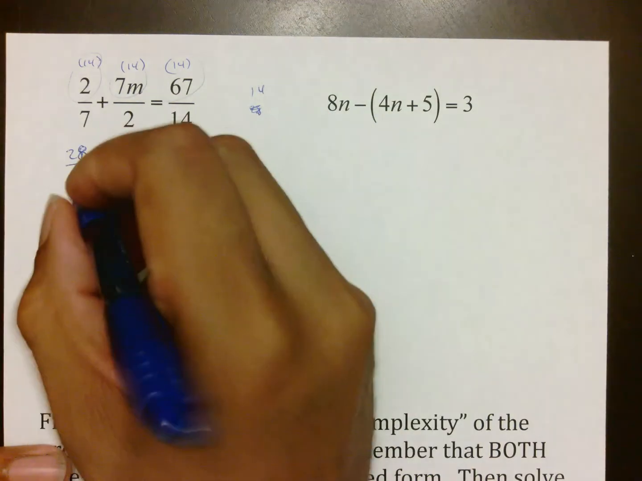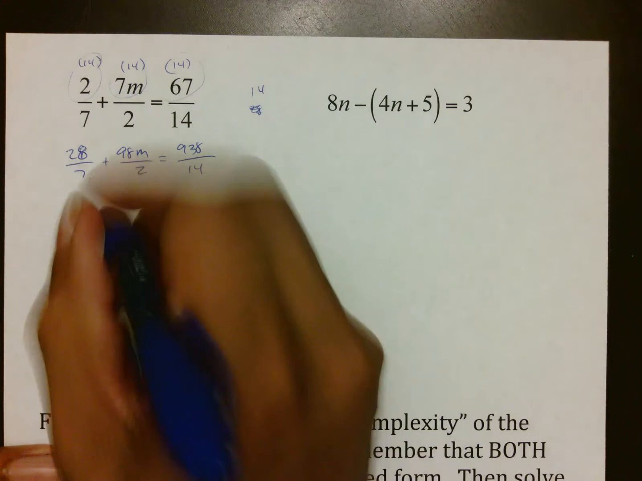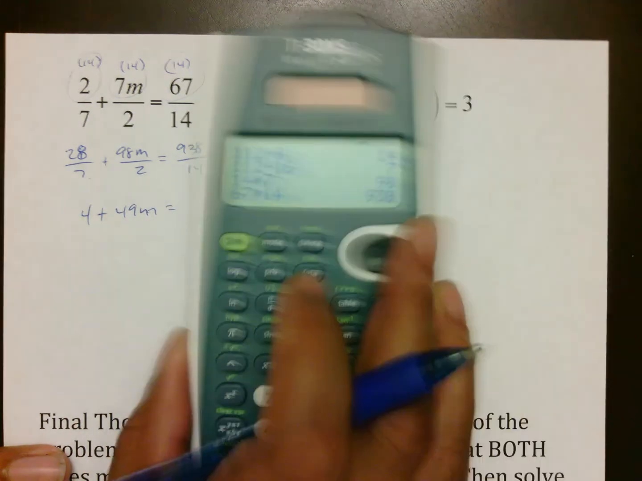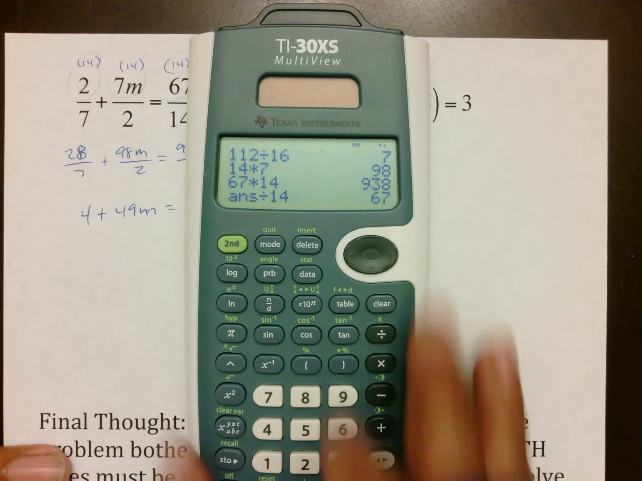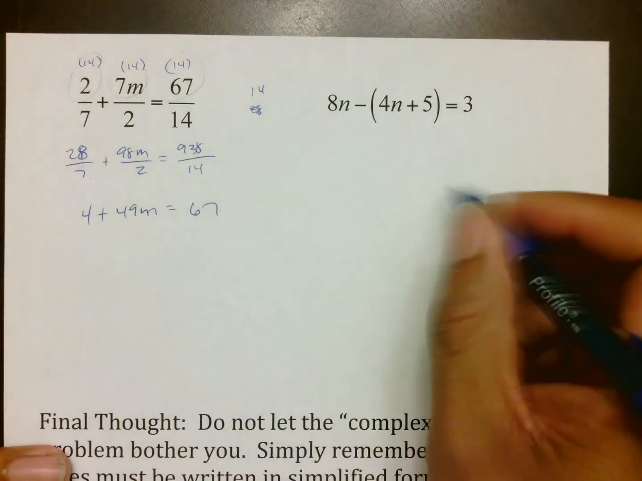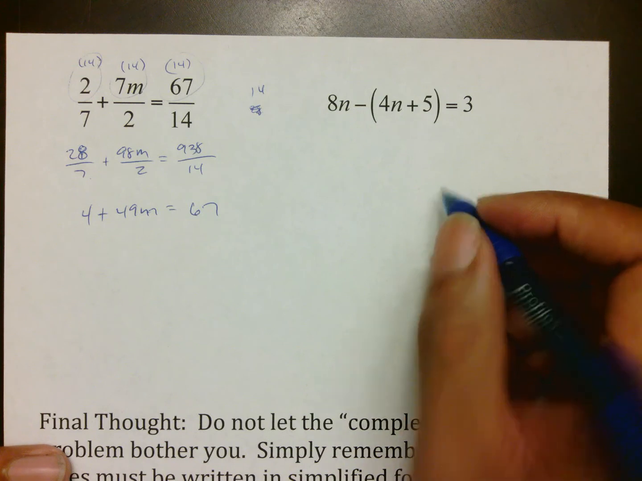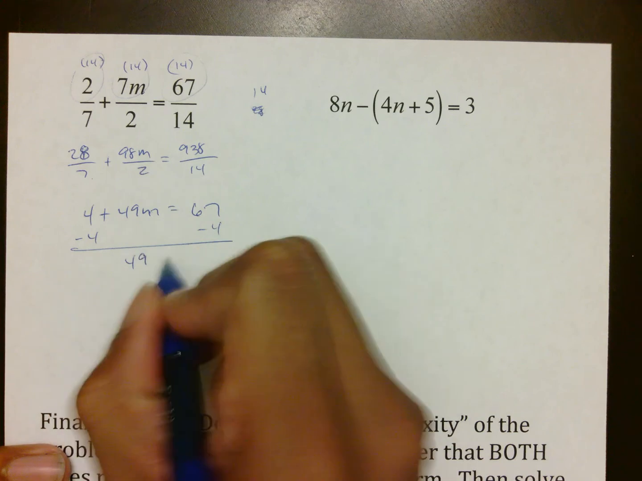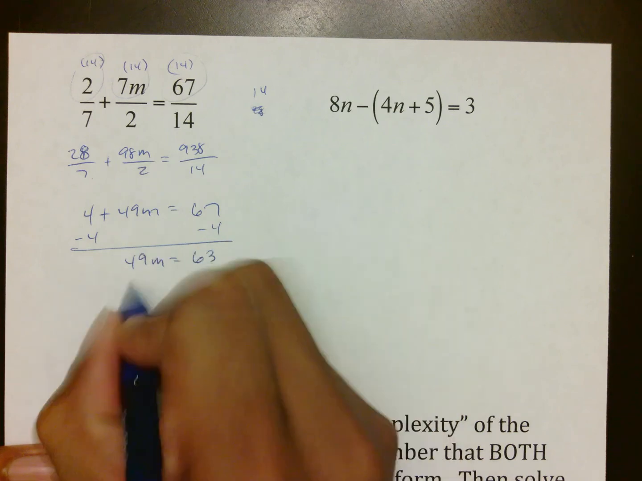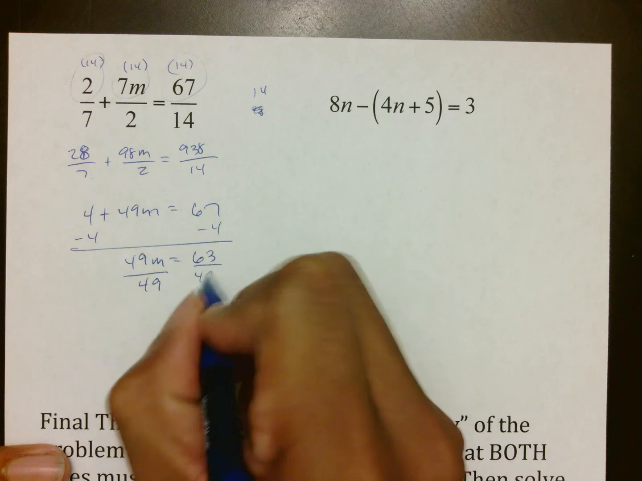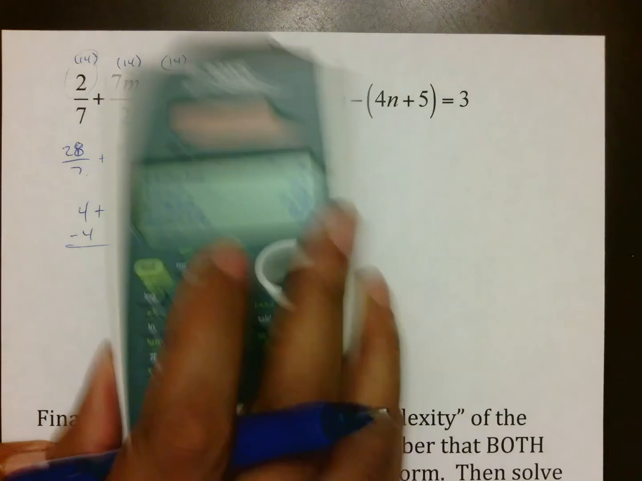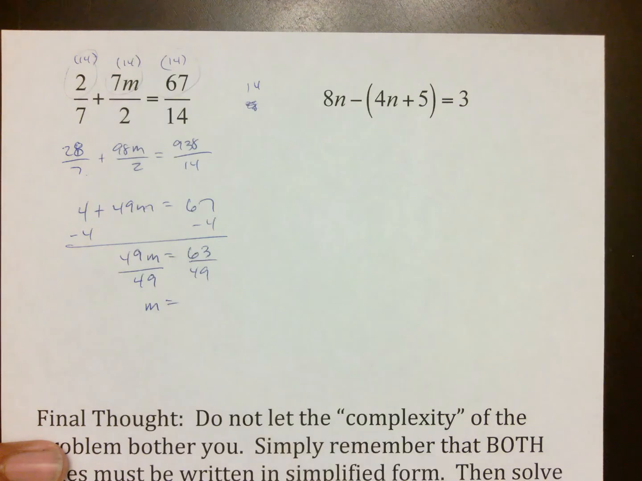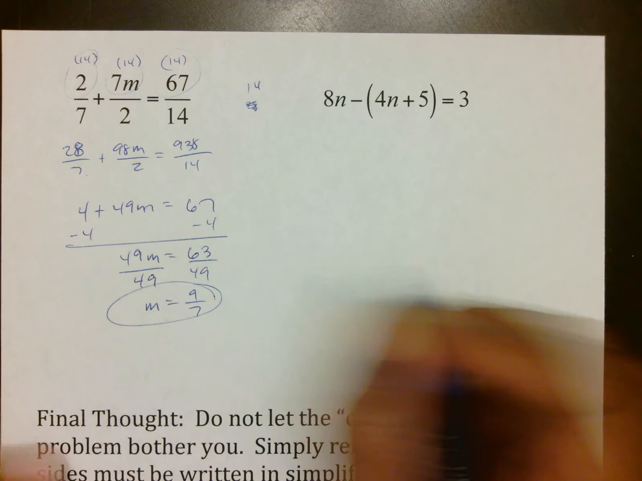Now we simplify all the fractions. 28 divided by 7 is 4. 98 divided by 2 is 49m. And then 938 divided by 14 is 67. Now we have a two-step equation where we simply subtract 4. I'm pretty sure we're going to get another fraction here. 49m therefore equals 63, and then divide by 49. And m is, if you don't like the fraction, best thing to do is reduce it using the calculator. 63 over 49 is 9/7. And that would be it.